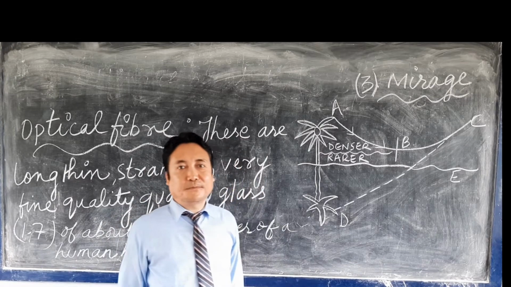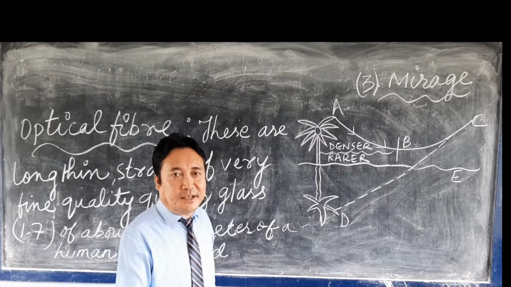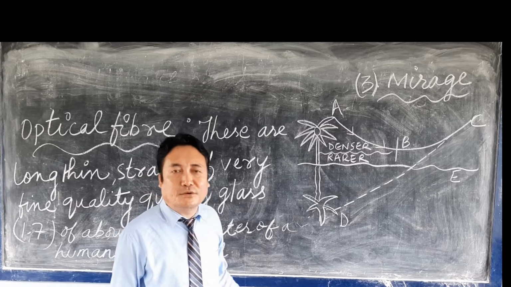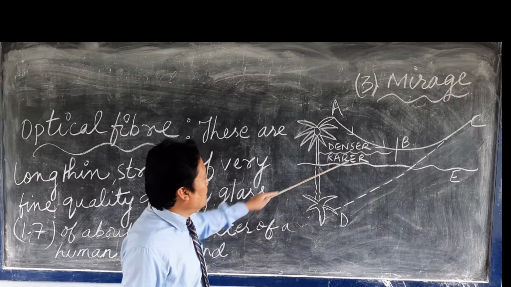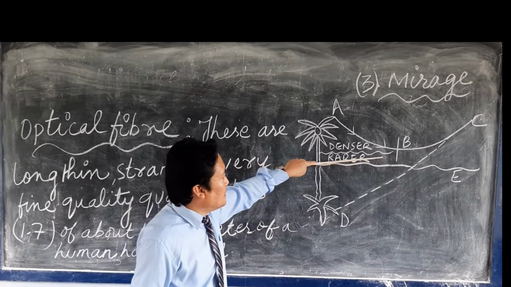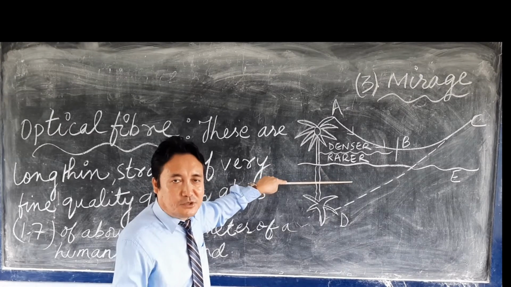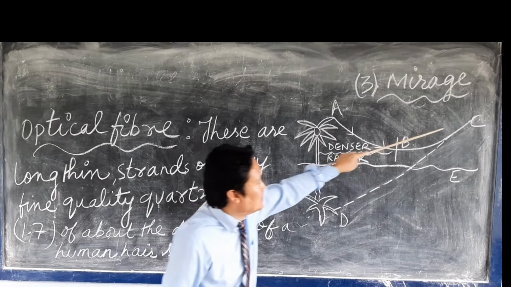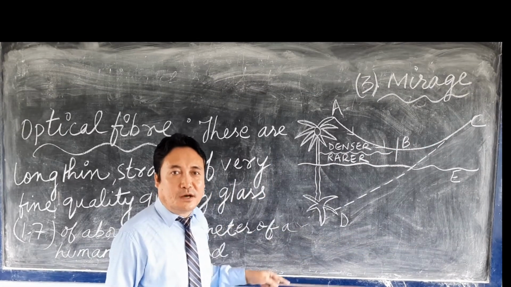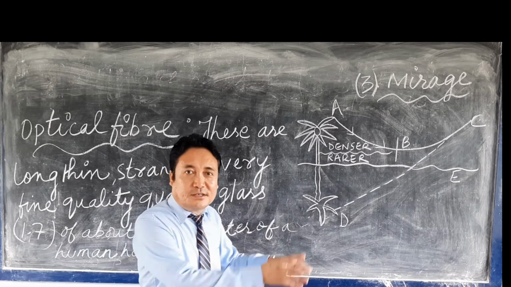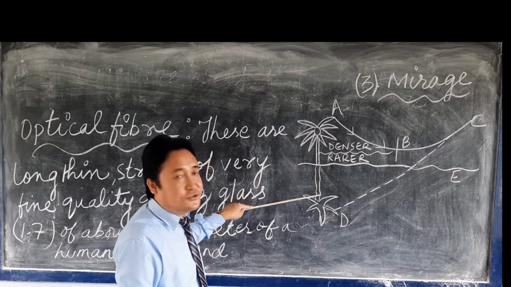So this is the definition of mirage. According to the definition, what we try to explain is that it is an optical illusion of water. Now let us consider this figure here, and this is the land, and here is water. Actually, water is not there, but some sort of illusion appears to the observer that there is a presence of water just below or just near the tree.